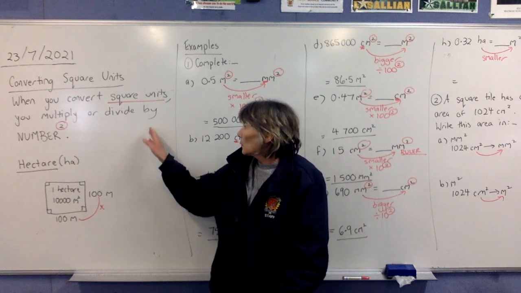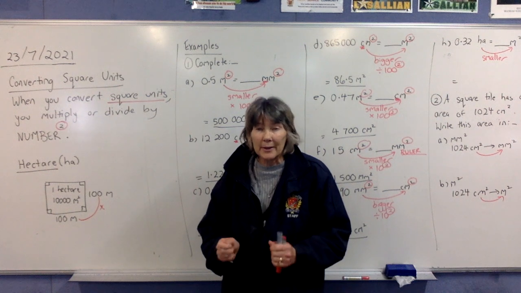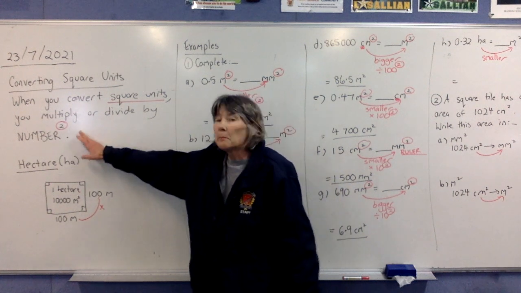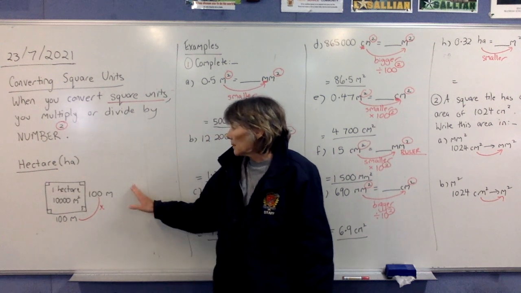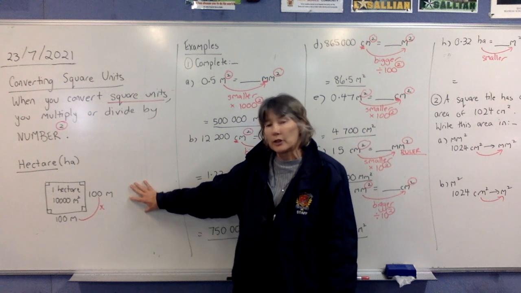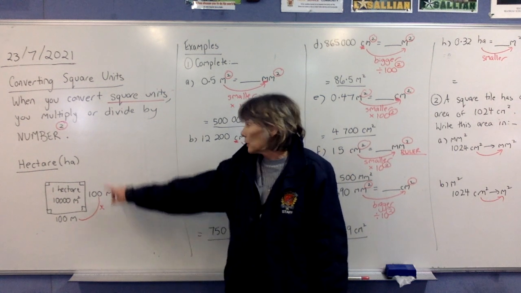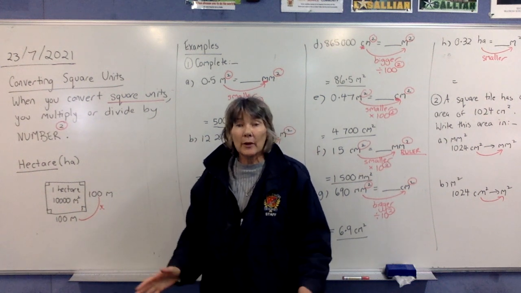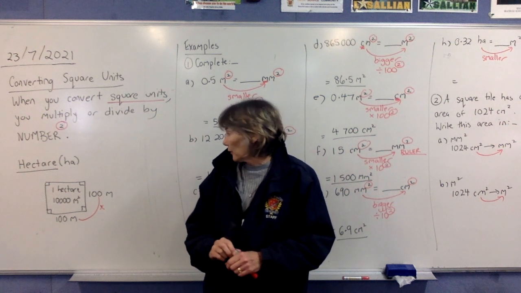So when you convert to square units, you multiply or divide by the number that we've learned from our prefixes, but that number has to be squared. Okay, this is going to come into a few of our conversions later, so I'll just go through what this is. A hectare, which has an abbreviation of HA, is an area. It doesn't have square units written on the end of it.